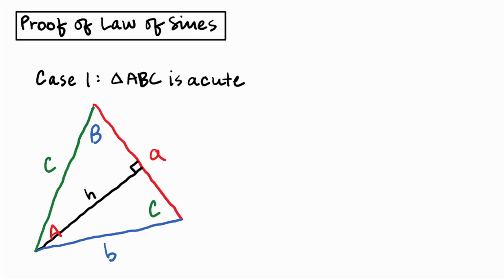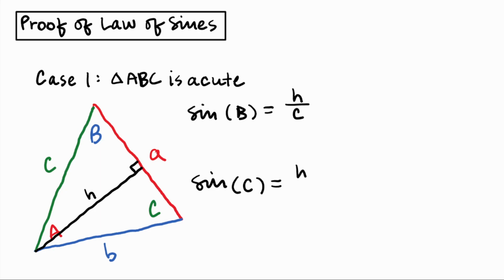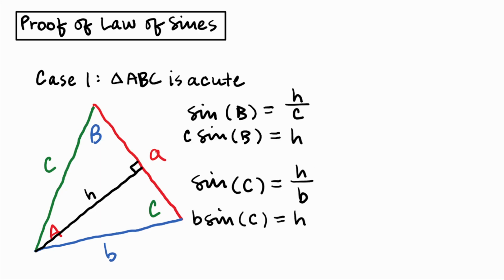Okay, and then we're going to look at these two triangles, like the right triangle above H and the right triangle below H. And we can say that, for the upper one, the sine of B is opposite over hypotenuse. Okay, the opposite to B would be H, and the hypotenuse is C. And then on the lower triangle, we can say that the sine of angle C is equal to opposite H over hypotenuse B. And then we could multiply both of these equations by C and B respectively. And we could see, hey, both of these things equal H.